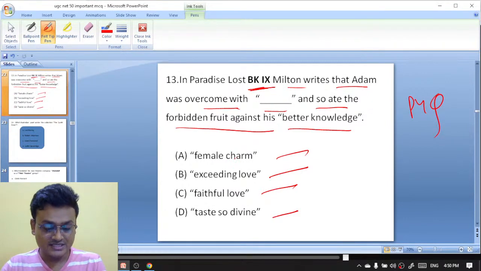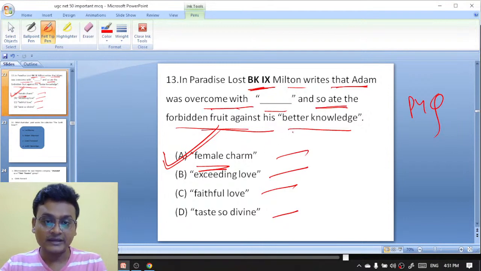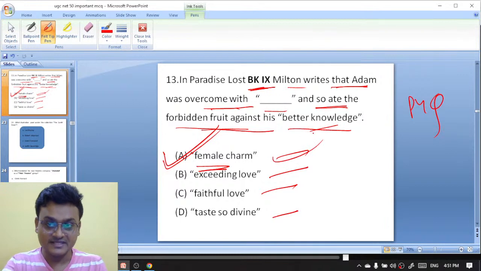Yesterday I had discussed this question. In Paradise Lost, there's actually female charm. Female charm would be the right answer here. In Paradise Lost book 9, Milton writes that Adam was overcome with female charm and so ate the forbidden fruit against his better knowledge. It's the female charm. It's a previous year question.